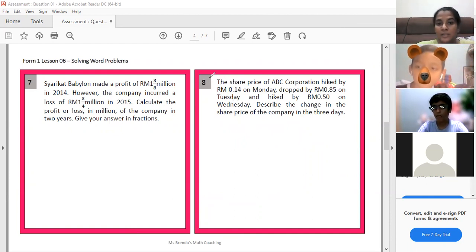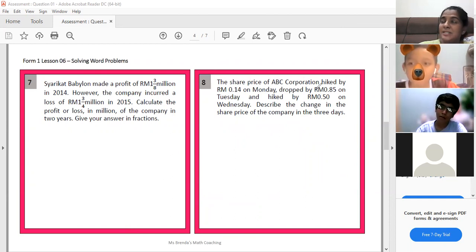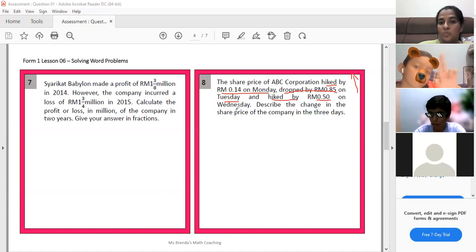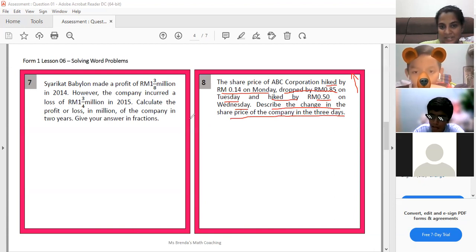All right, let's look at our story here. Number 8. The share price of ABC Corporation, company, hiked. Hiked means went up. 14 cents on Monday. Dropped 85 cents on Tuesday. And hiked 50 cents on Wednesday. Describe the change in the share price of the company in the 3 days.